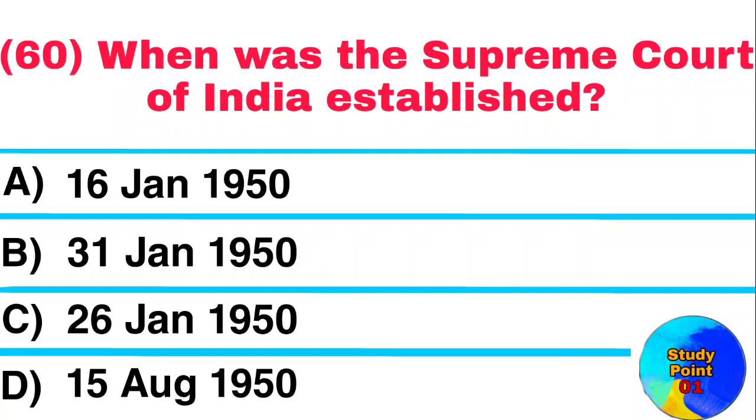Question. When was the Supreme Court of India established? A. The 16th of January 1950. B. The 31st of January 1950. C. The 26th of January 1950. D. The 15th of August 1950. Answer. The 26th of January 1950.